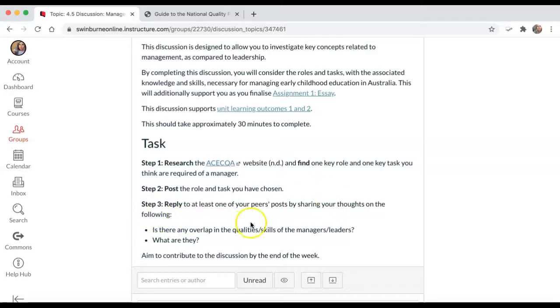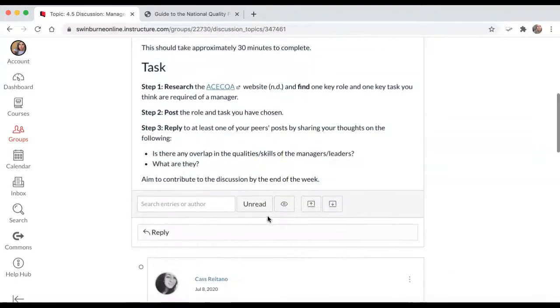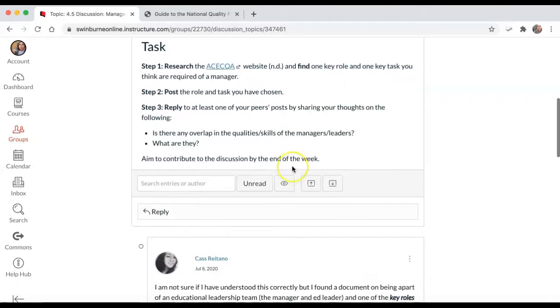You're then going to come back and share your answers to these 2 particular questions. Is there any overlap in the quality skills of managers and leaders? And we absolutely know that there will be. Where can we find them? So if we go back to that particular document, where is there overlap between some of these skills and roles and responsibilities? Where is there crossover?